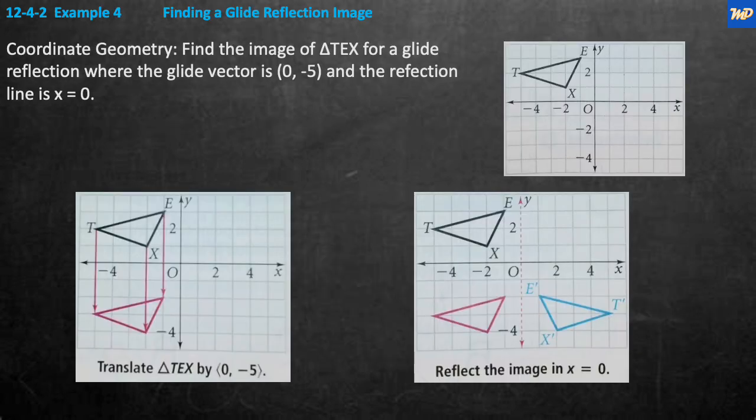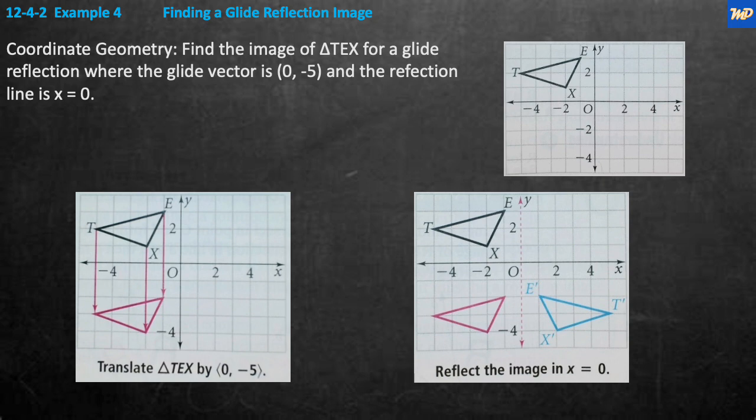Example 4, finding a glide reflection image. Coordinate geometry we're talking about here, right? Find the image of triangle TEX for a glide reflection where the glide vector is (0, -5), and the reflection line is x equals 0. The image is here, the one on the right. That's what we're going to be moving. We're going to be sliding and reflecting.